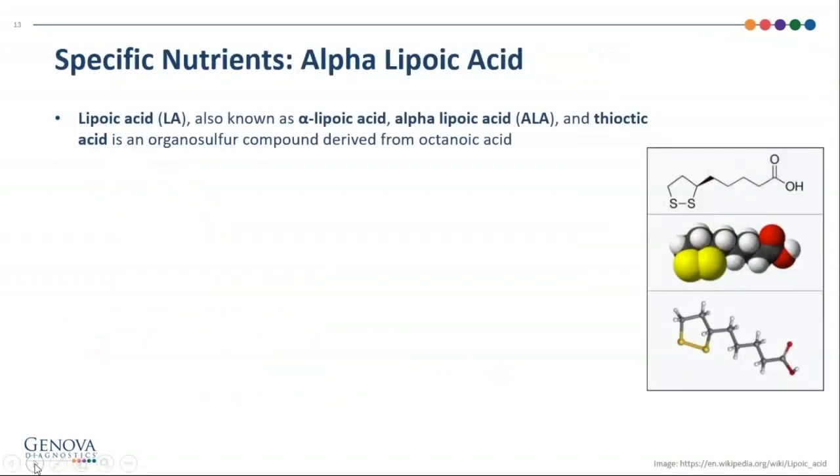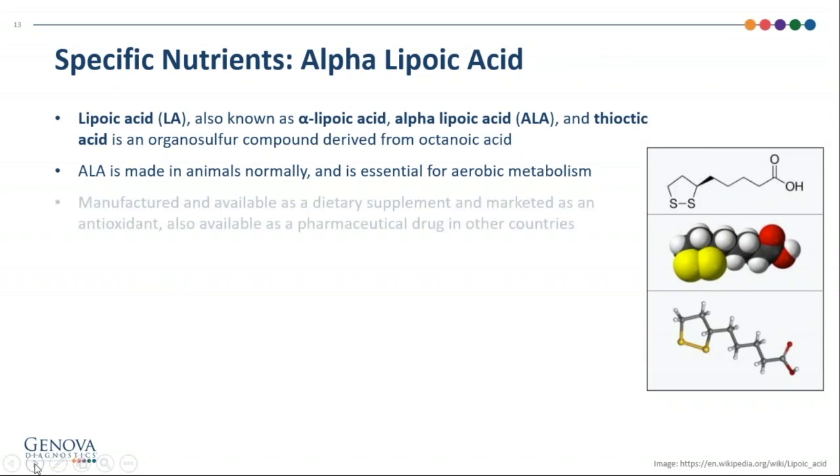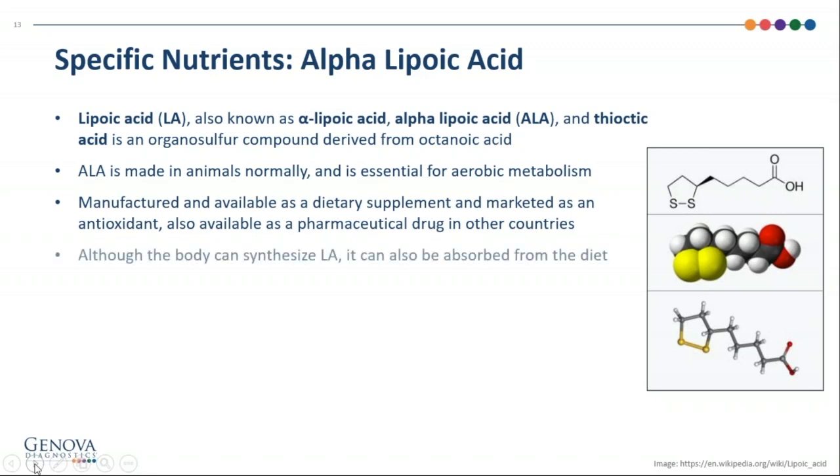Let's jump into alpha lipoic acid. This is information about alpha lipoic acid, which many of us don't hear a lot about, but it's actually made in animals normally, and it's absolutely essential for aerobic metabolism. When you think about pain, you want to be thinking about mitochondrial health. That is the organelle that has so much to do with nerve health, tissue repair, and pain. And alpha lipoic acid is essential in that mechanism.